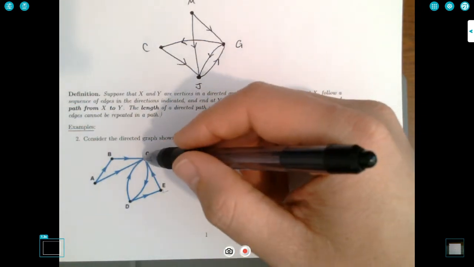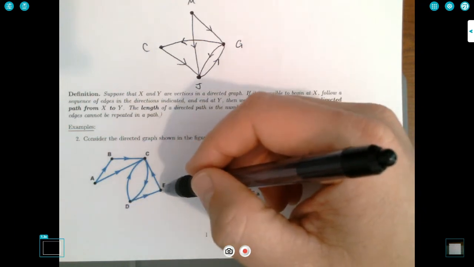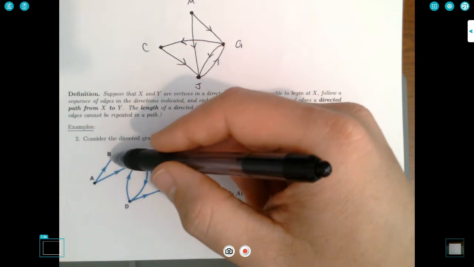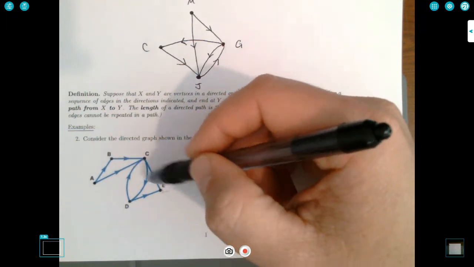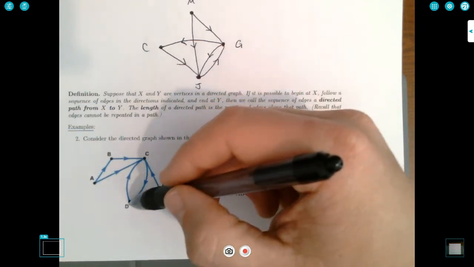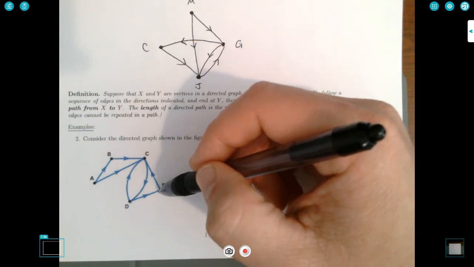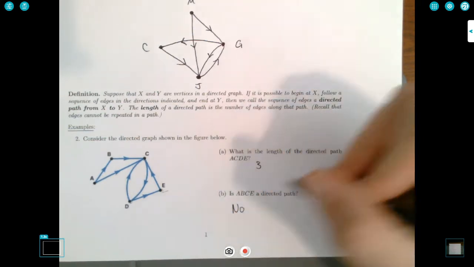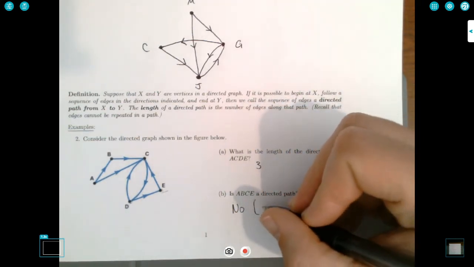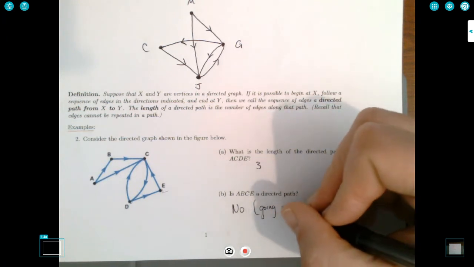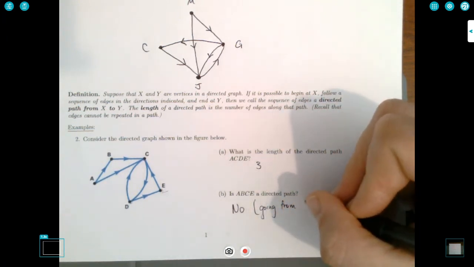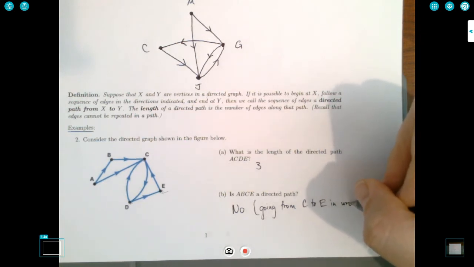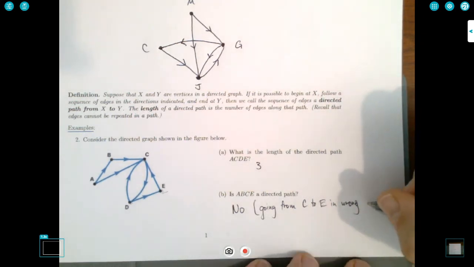Now you could say, oh, but couldn't you go to D and then E? The answer is yes, but that's not the path that was given to us. We were given A, B, C, E, not A, B, C, D, E, which would be legitimate. But this one's not legitimate. The answer is no. Going from C to E in the wrong direction.